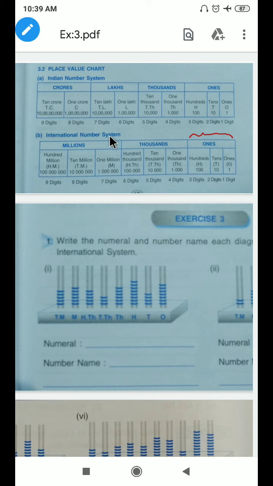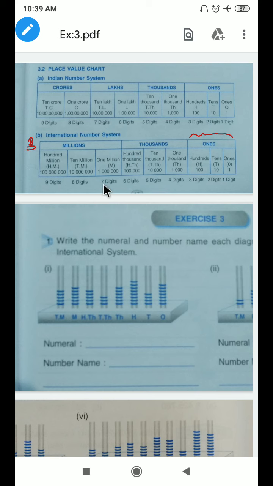called millions. In our lakhs room there are two places. One is 1 lakh and another one is 10 lakhs. But in millions there are three places. One is 1 million, then 10 million, then 100 million. This is the difference between the Indian number system and the international number system. Before lakhs we have crore, but in the international number system before million there is called billion. Clear? That means before this 100 million, there is one room that is called billion.